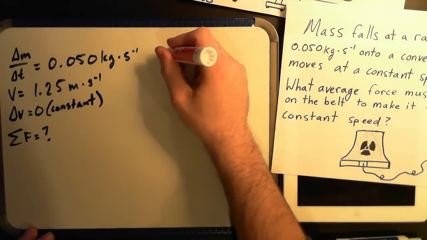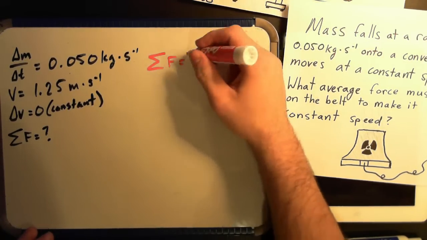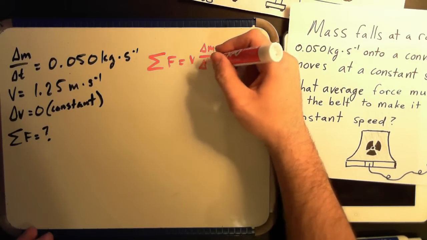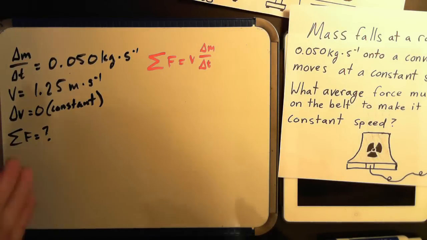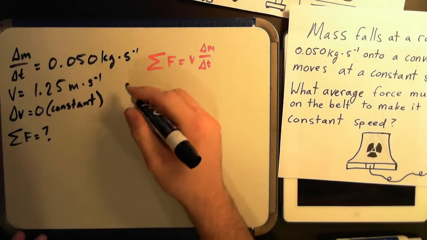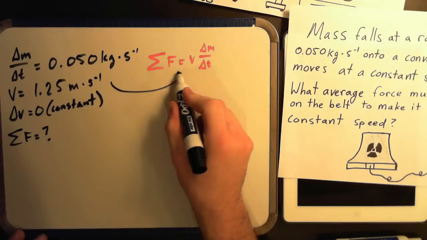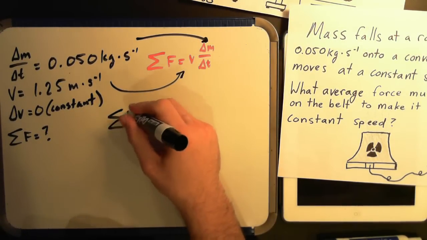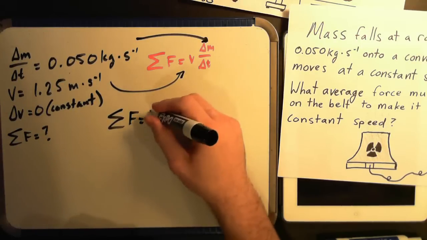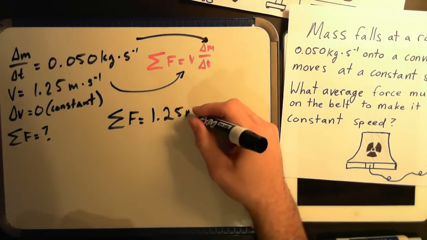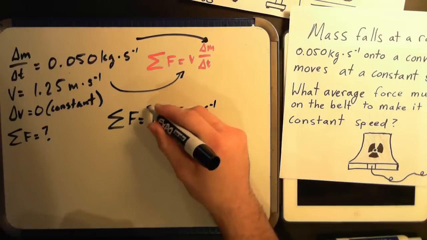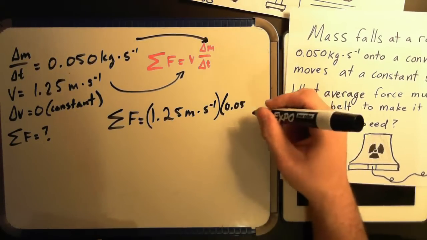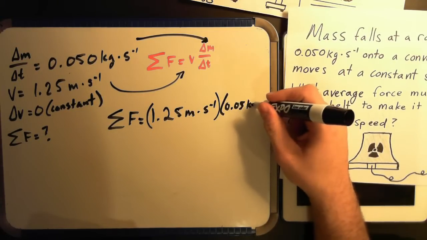And so once again, our equation is the sum of the forces equals velocity times the change in mass over the change in time. And since we already worked out the time problem, all we have to do really is plug it in and multiply. And so we can say that the sum of the forces equals 1.25 meters per second times 0.05 kilograms per second.